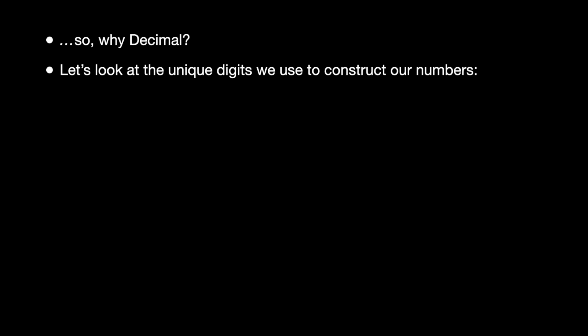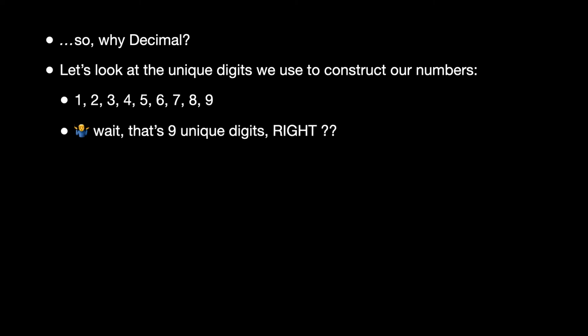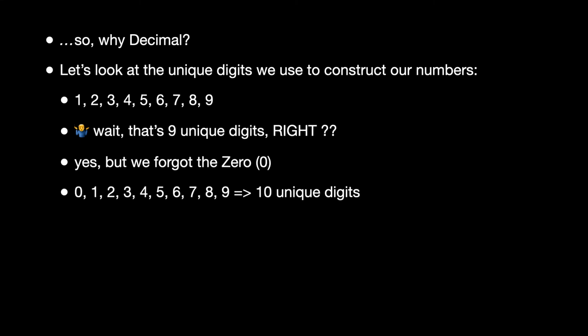So why decimal? Let's look at the unique digits we use to construct our numbers. 1 to 9. But wait, that's 9 unique digits, right? Yes, but we forgot the 0. So 0 to 9, that is 10 unique digits. Also, it's interesting to think that it's easy for us to use the decimal number system because we have 10 fingers.